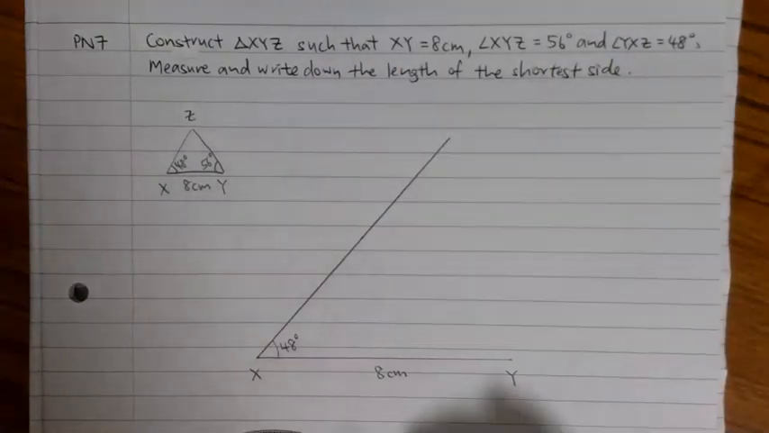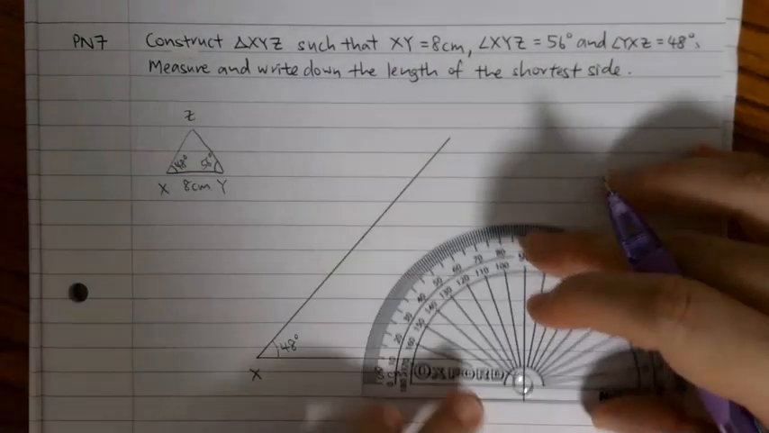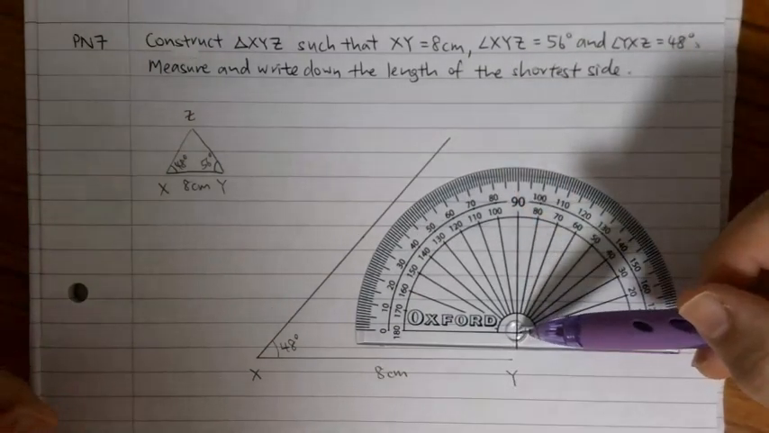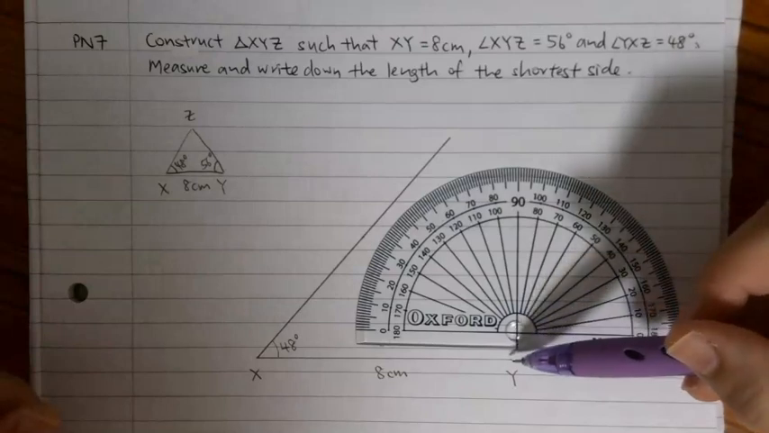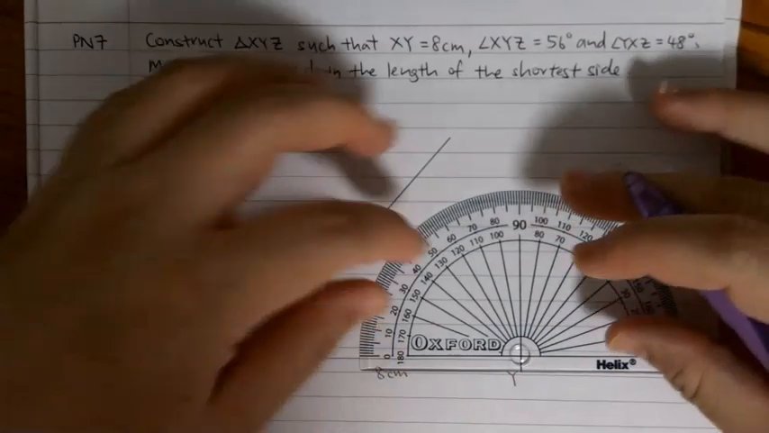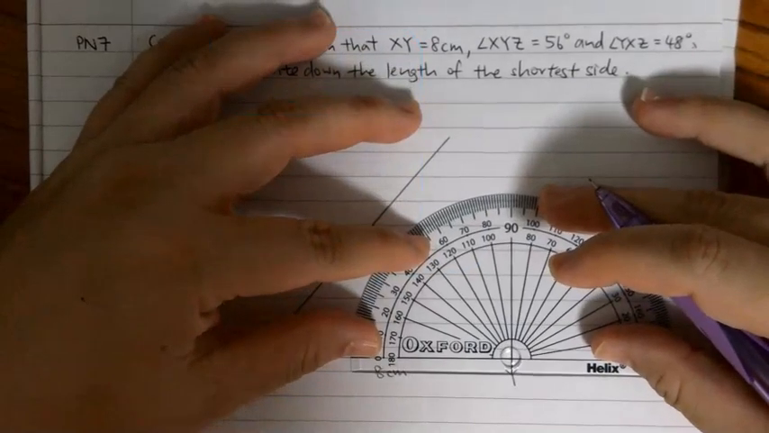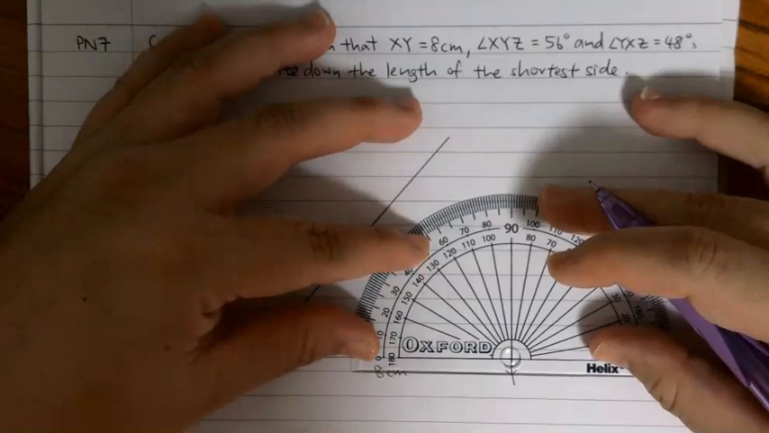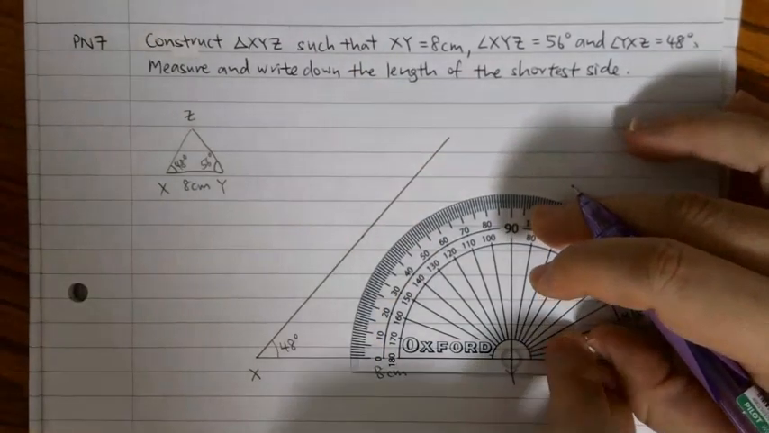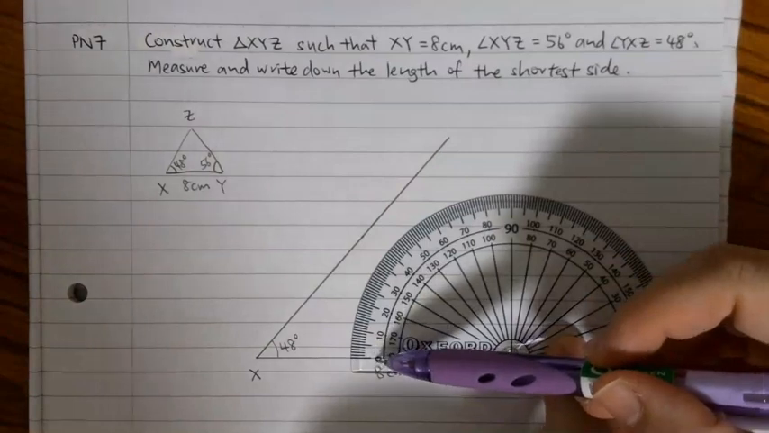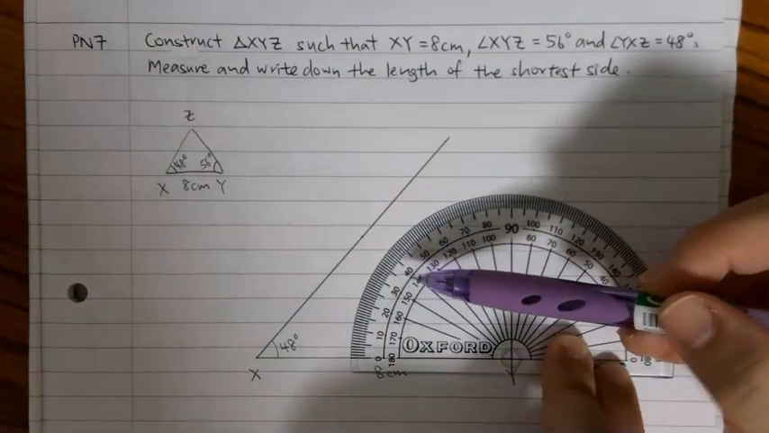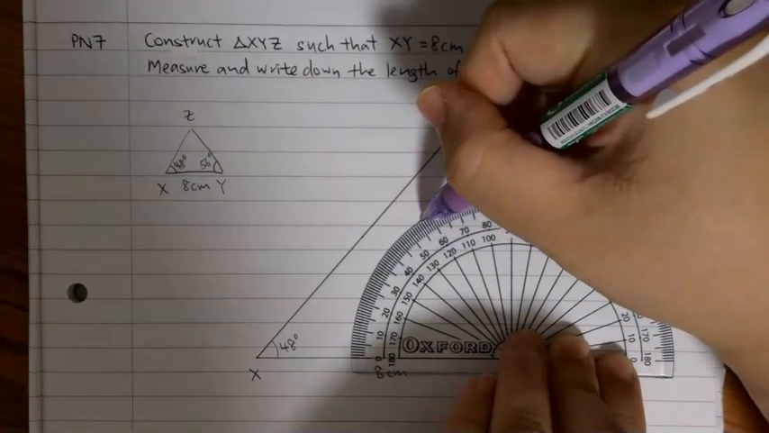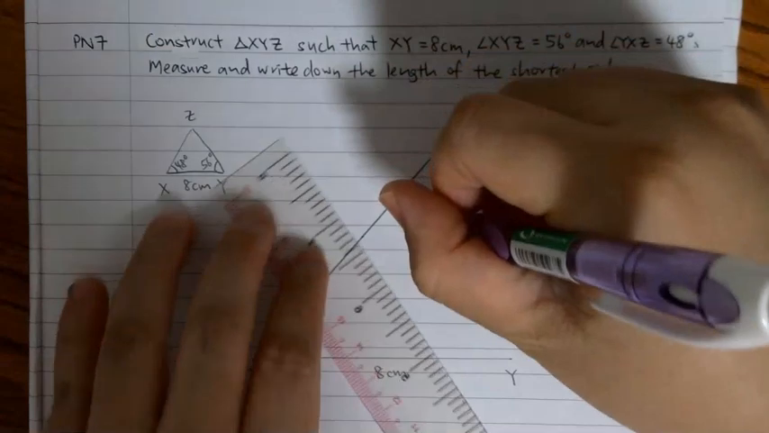Then I'm going to go on to angle XYZ. I need 56 degrees. So on the other side, I'm going to align the cross to point Y, and the 0 degree will still be on line segment XY. But this time round, I will need to use the outer readings to measure 56 degrees. So 50, 55, 56. Remove the protractor.